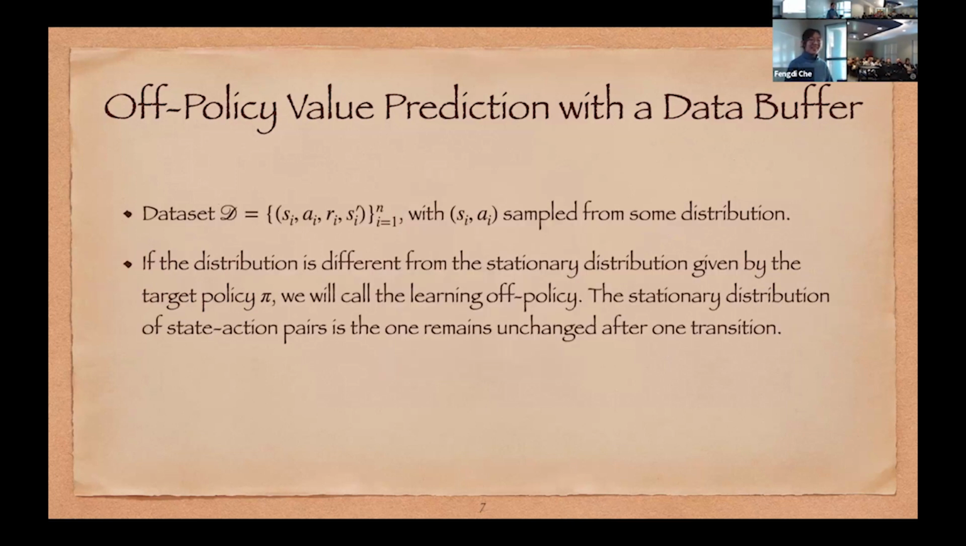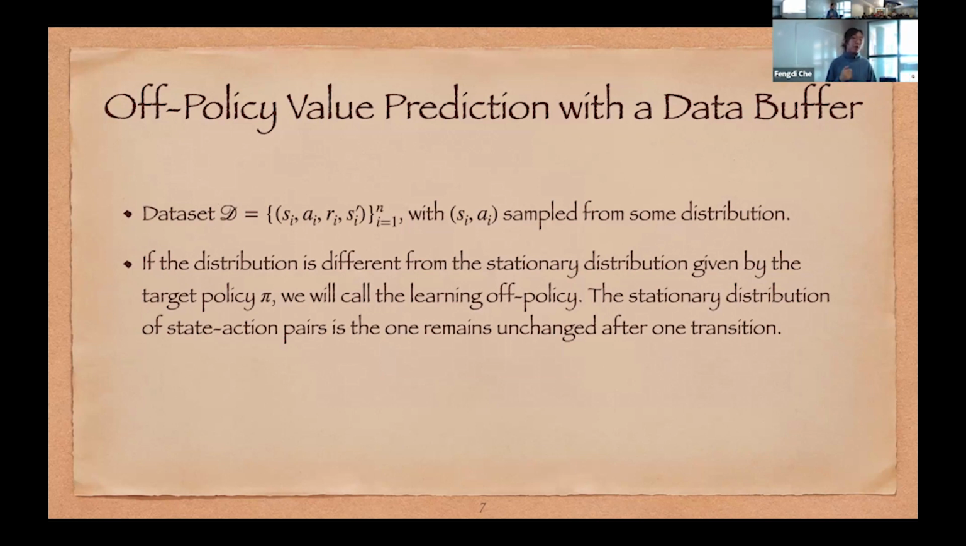I also have a more formal definition for off-policy learning here. We focus on learning with a data buffer. It means we will have a dataset with multiple transitions. And in these transitions, the state-action pairs may be sampled from some distribution.